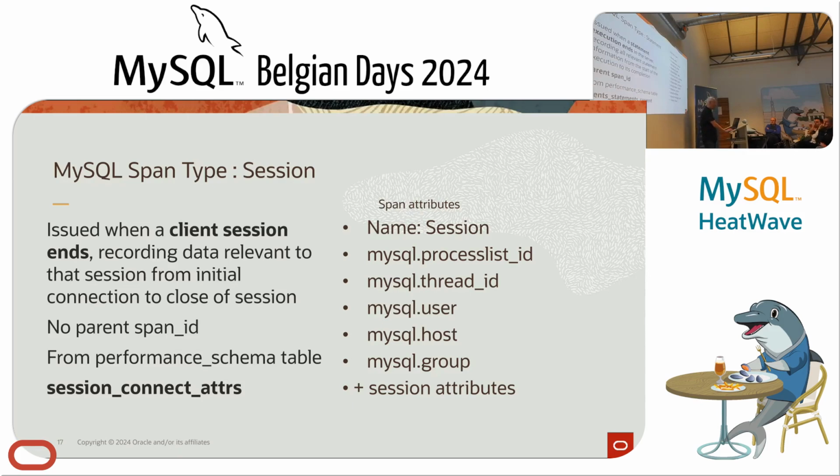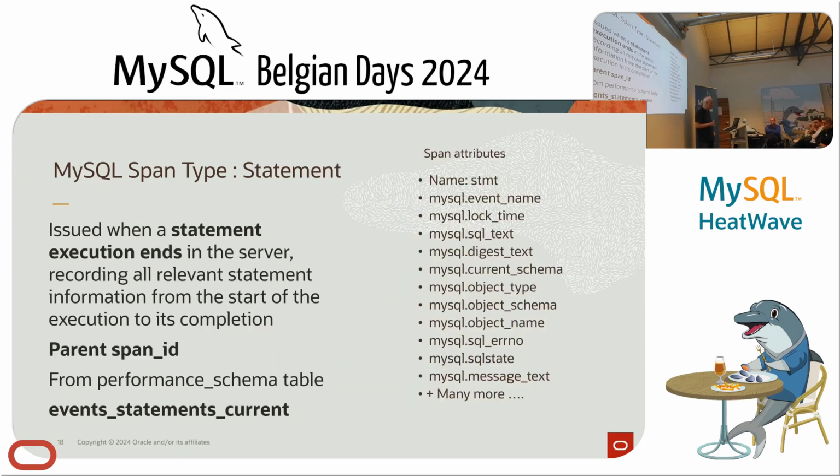A statement is actually traced according to span IDs and subspans and so on. That's the most important thing. Each time you have a query, we send the trace for each statement. This comes from the same information as the events_statements_current table, and there are current and history tables that contain the same information. It's a very long list, like 30 or 40 attributes, sent for each statement.